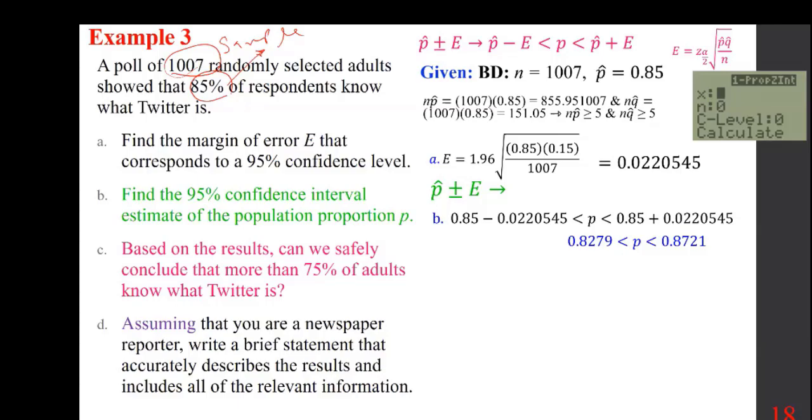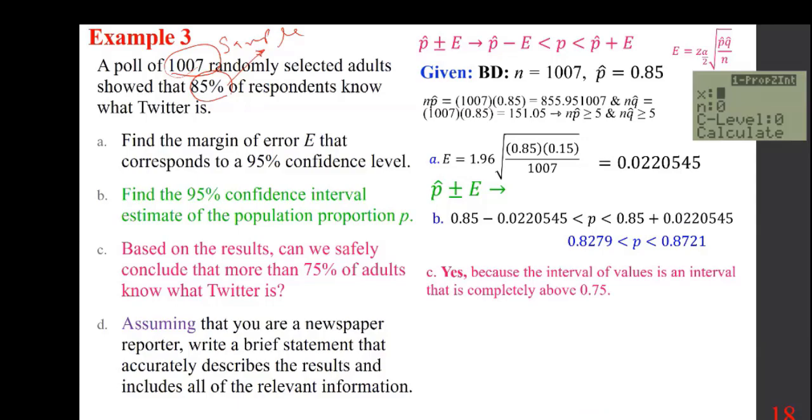Now, based on the result, can we safely conclude more than 75% of adults know what Twitter is? What do you think? Yes or no? Yes. Why is that? The interval is above 0.75, so we can assume that it's greater. Perfect. Look at this number, 75%. When you compare it, both of these numbers are larger than 75%. But for the sake of argument, if the bottom was, let's say, 0.7, then we couldn't say so.